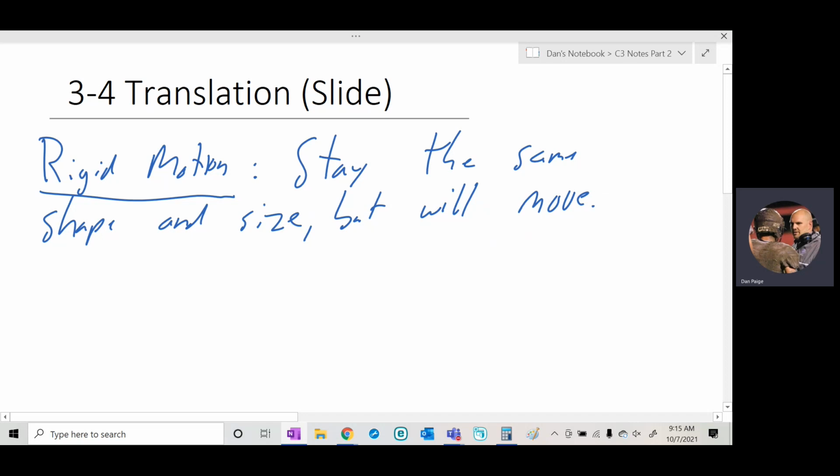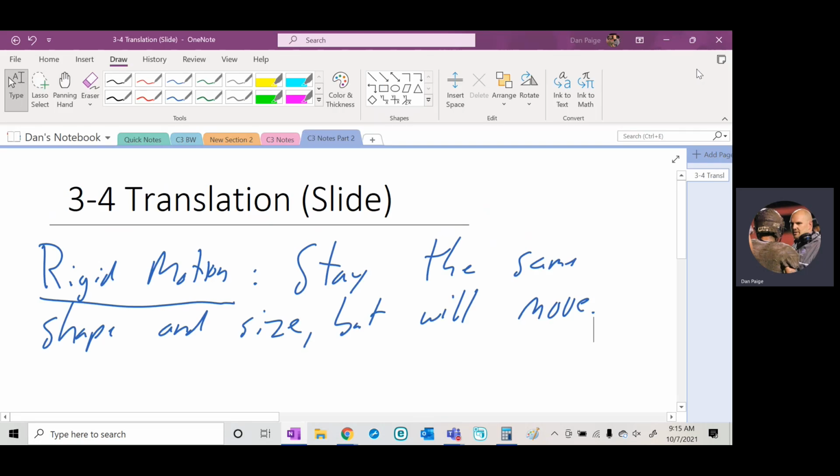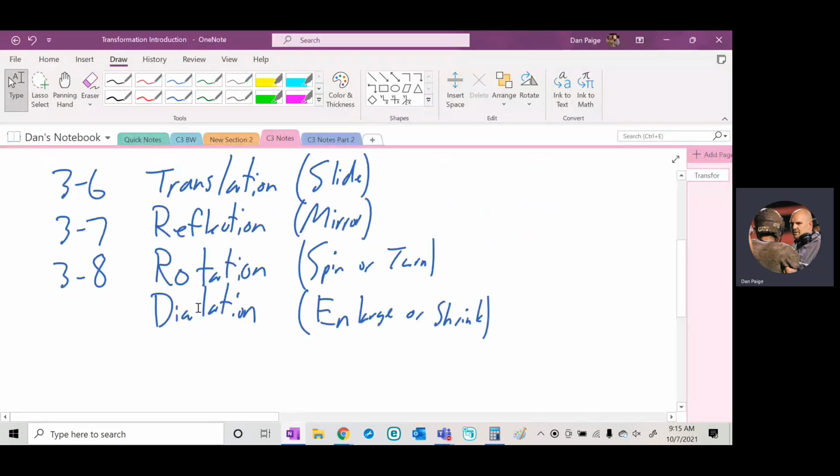So, as an example, if you're blowing up a balloon, that is not rigid motion. The shape and size of it changes, right? But if you're throwing your pen across the room, that's rigid motion. The pen stays the same shape and size. It just moves across the room. So in all of these that we talked about in the beginning, the first three are shape and size stays, it just moves around. The last one, dilation, is not rigid motion.